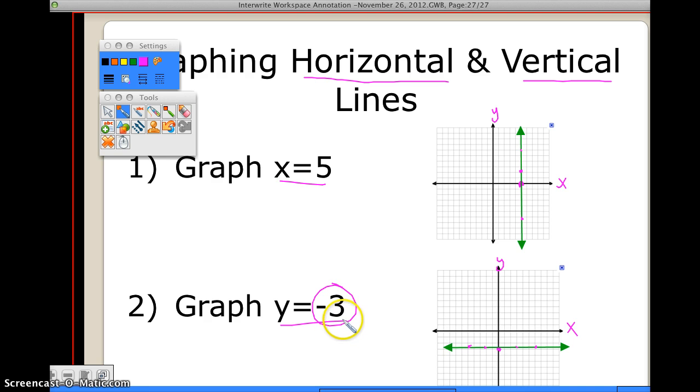So those are horizontal and vertical lines. When you only have one variable, an x or a y, not both, you're going to end up with a vertical or a horizontal line on your graph.